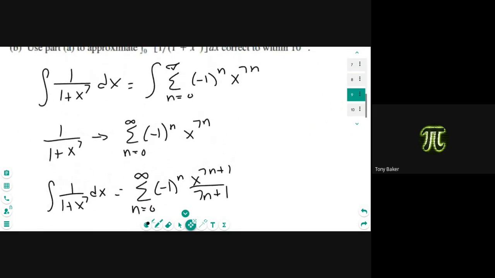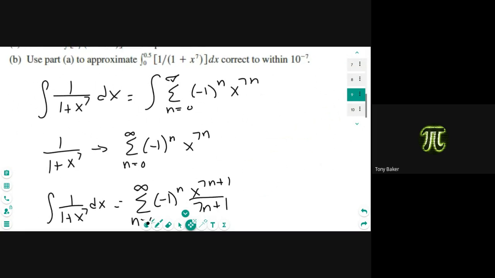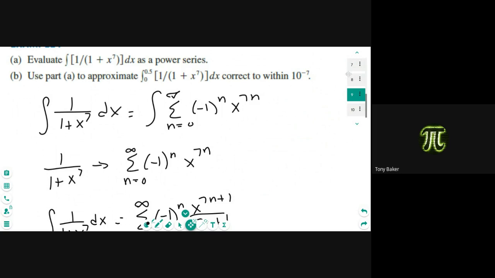Now, this was easy because we just had a 1 plus something. In the previous question, didn't we have a 2 plus something and we had to divide? Yes, we had to divide by 2. You always want to get it to 1 over 1 minus something. That's the goal, always.